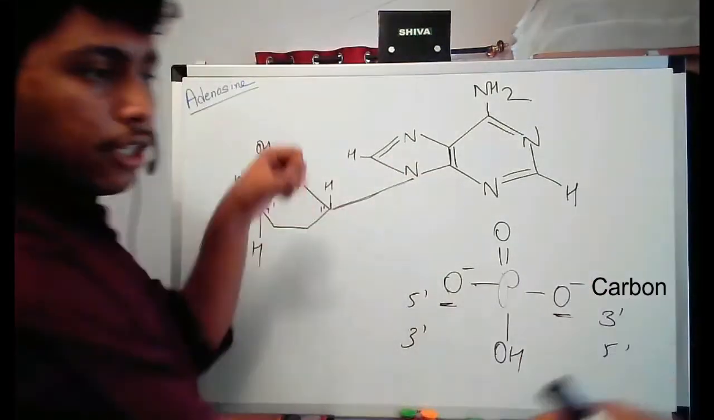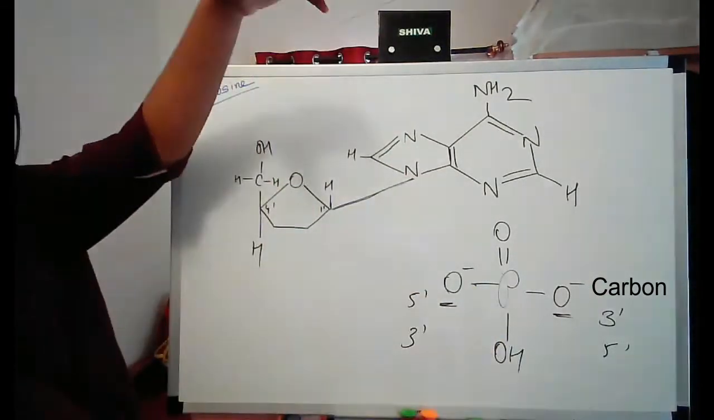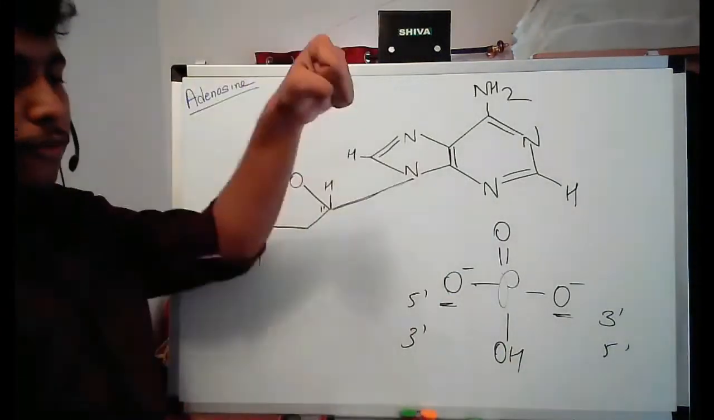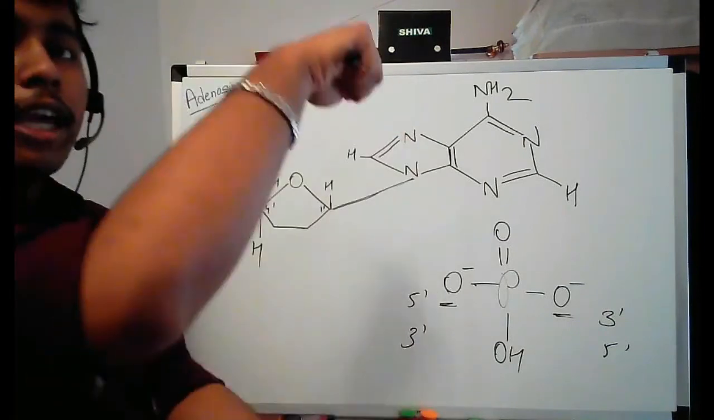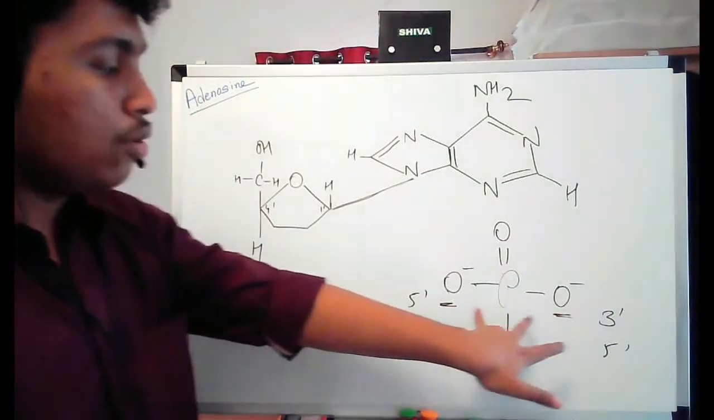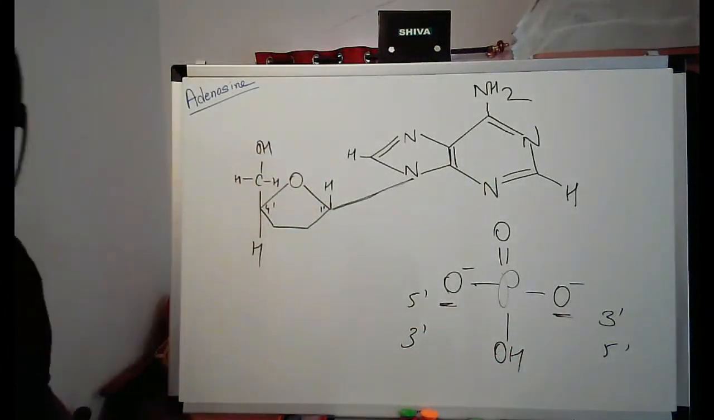These are the ones which catch hold of the sugar. One catches 3 prime, one catches 5 prime, one catches 3 prime, one catches 5 prime, 3 prime, 5 prime, 5 prime, 3 prime. Catching changes, okay. So it depends on these two things where they will attach.